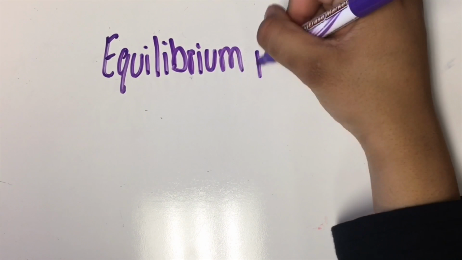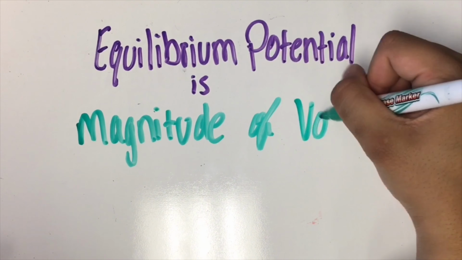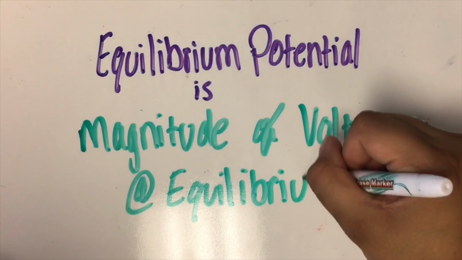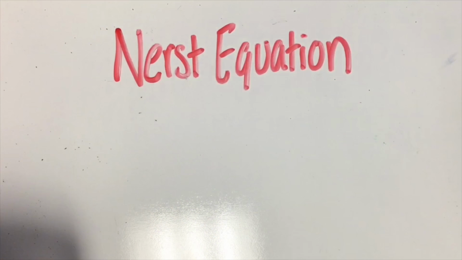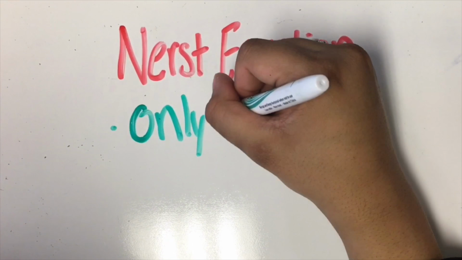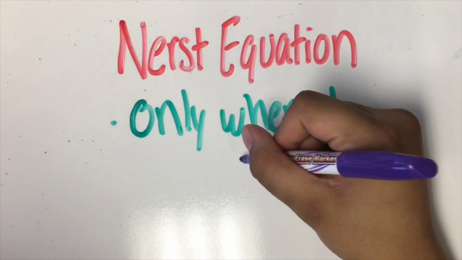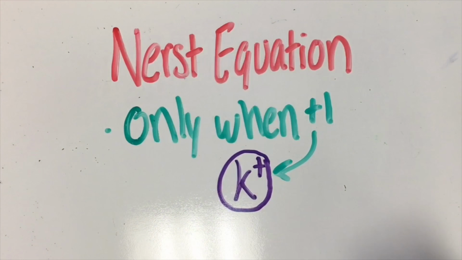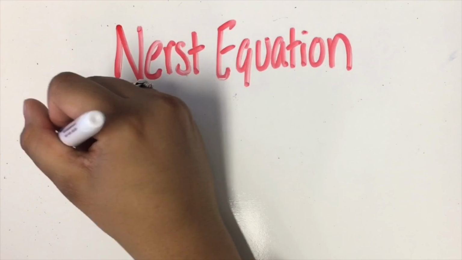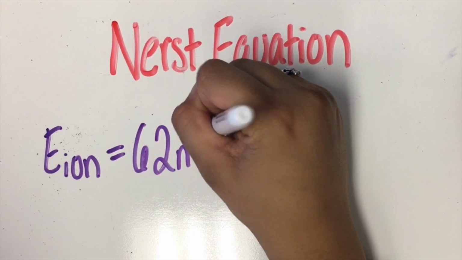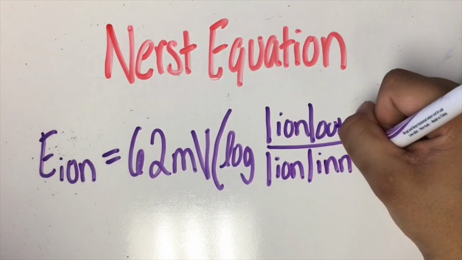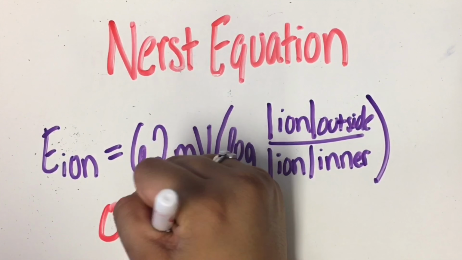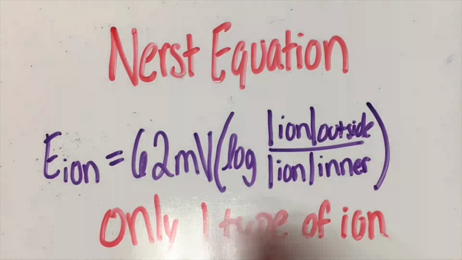The magnitude of the voltage created by the movement of ions at equilibrium is the equilibrium potential. To find equilibrium potential, the Nernst equation is used. This equation can only be used if the net charge is positive 1, like that of a potassium ion. This equation applies to a membrane permeable to only one type of ion.